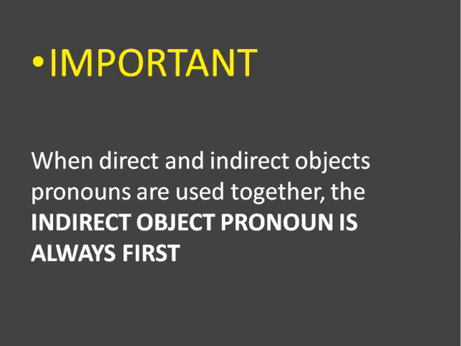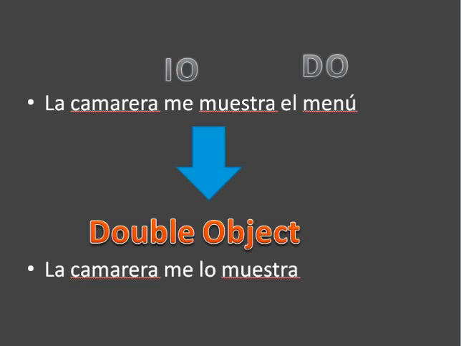Alright, this next point is very, very, very importante. So one key thing to remember with double object pronouns is that when you're using them together, the indirect object pronoun is always first. So the indirect object pronoun comes before the direct object pronoun. Muy importante.